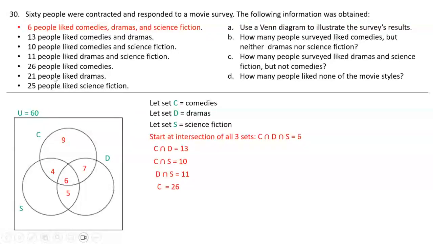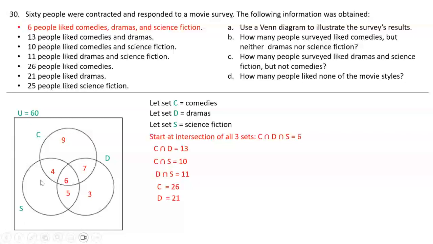Now we're going to do set D, the people that like dramas, which is 21. This is my set D here. I already have 7 and 6 is 13, plus 5 is 18. So all this has to be 21, right? So we already have 18. So what's missing will be this portion here, which is 3.